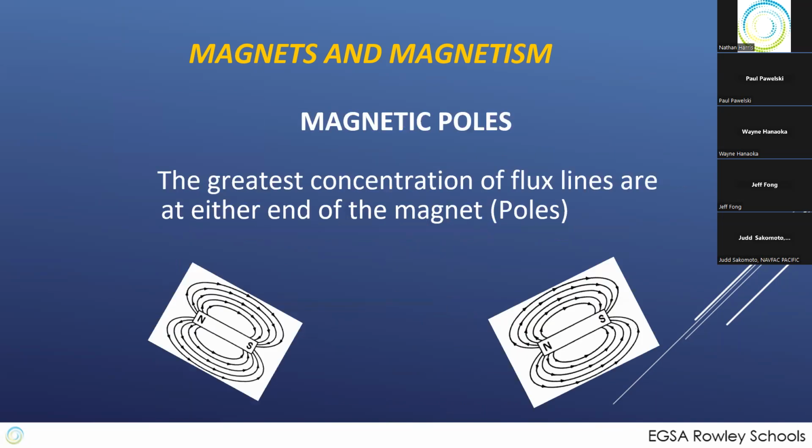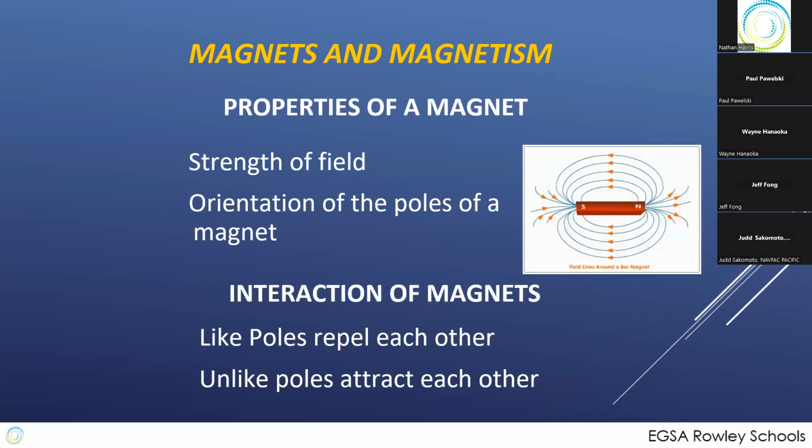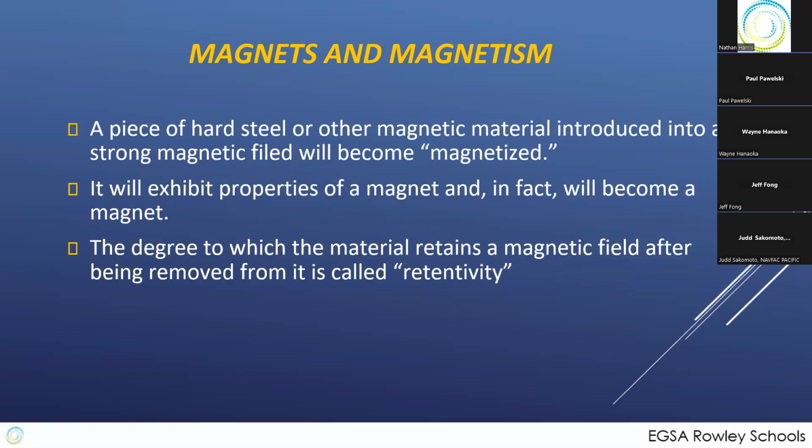Greatest concentration of flux is at the poles. The more lines, the closer together they are for a given size of filing that you're using to make the image, the more powerful the magnet is. So you got strength of field, you got orientations of the poles. Like poles repel each other, unlike poles attract each other.